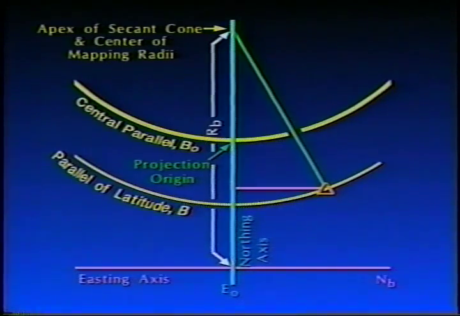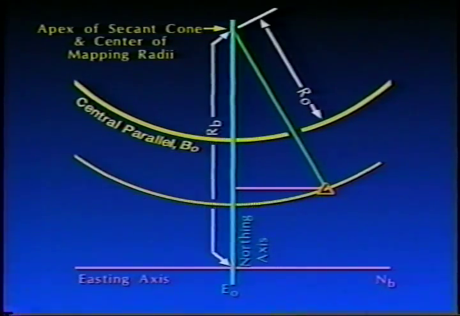Now another line has been added. It is a line through the station extended at a right angle from the northern axis. The latitude through the station has a particular mapping radius associated with it. Labeled as capital R, the length of the mapping radius through the station can be measured along the meridian from the apex to the station. As shown on the screen now, the central parallel has its own particular mapping radius noted as R sub O. It is a tabled constant.